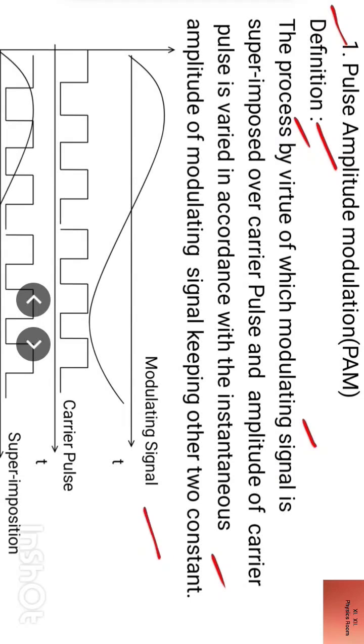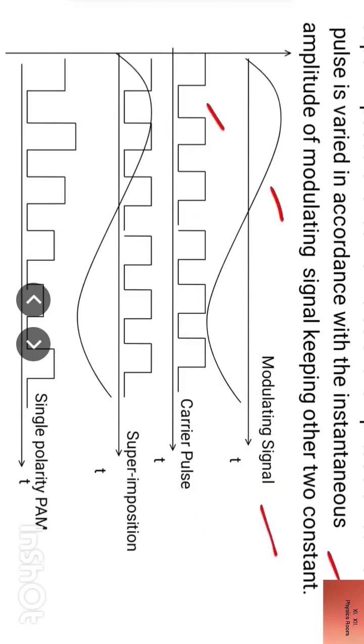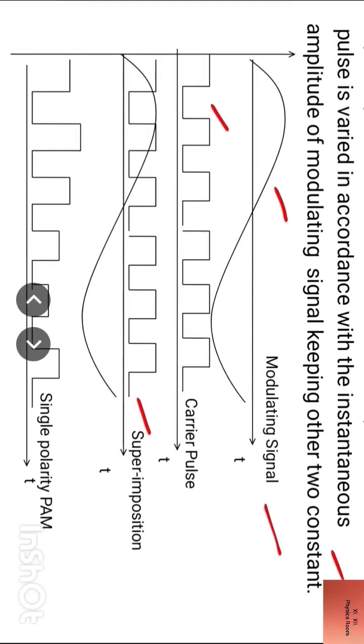Now look at this diagram. This is the modulating signal and this is the carrier pulse. Here the modulating signal is superimposed over the carrier pulse and here pulse amplitude modulation is carried out. This is the pulse amplitude modulated wave and it is single polarity PAM.